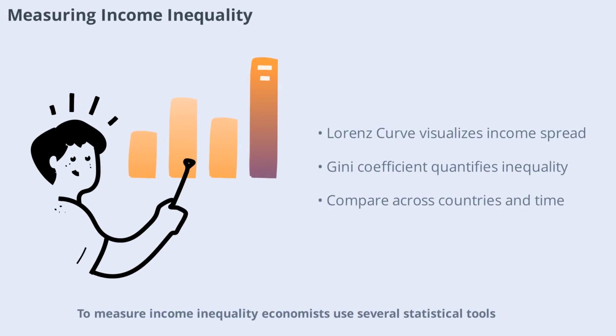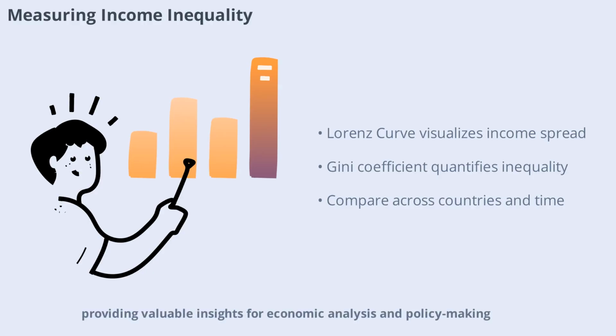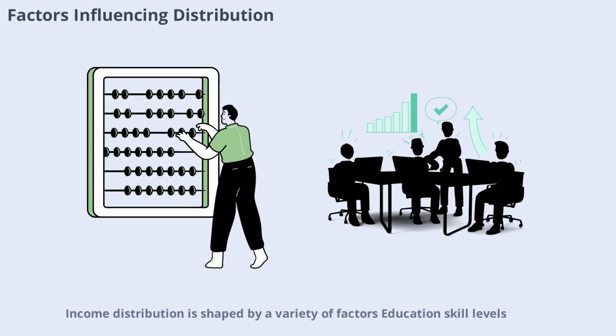To measure income inequality, economists use several statistical tools. The Lorenz curve is a graphical representation that shows the proportion of total income earned by cumulative percentages of the population. The Gini coefficient, derived from the Lorenz curve, quantifies inequality on a scale from 0 to 1, where 0 means perfect equality and 1 means maximum inequality. These tools help us visualize and compare income distribution across countries and over time, providing valuable insights for economic analysis and policymaking.